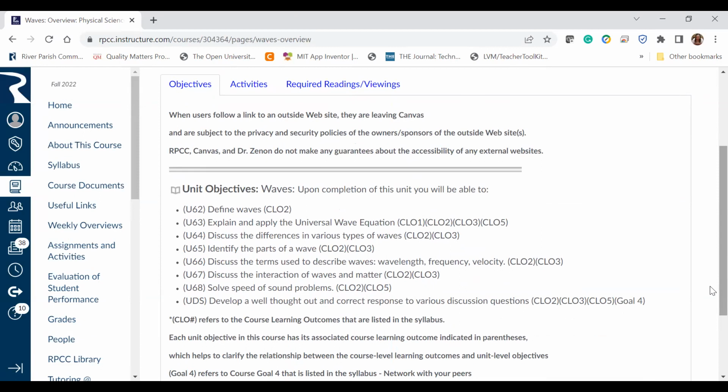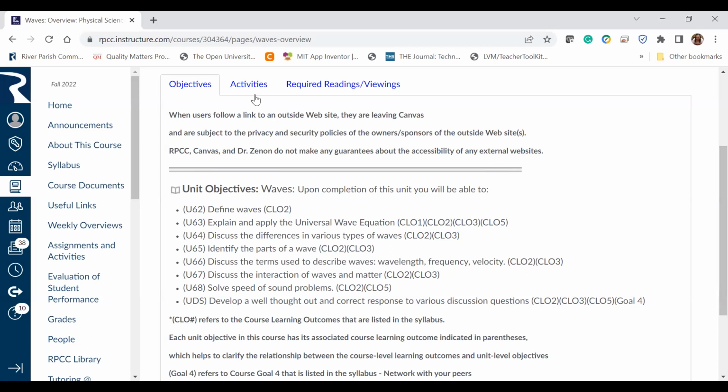So you can see from the objectives, we're going to look at something called the universal wave equation. We'll look at the different types of waves. We'll look at the parts of a wave. We'll look at properties that we measure for waves to help us analyze and describe wave motion: wavelength, frequency, and velocity. We'll talk about the interaction of waves and matter when we get into sound waves, and we'll look at problems that deal with the relationship between the speed of sound and temperature.